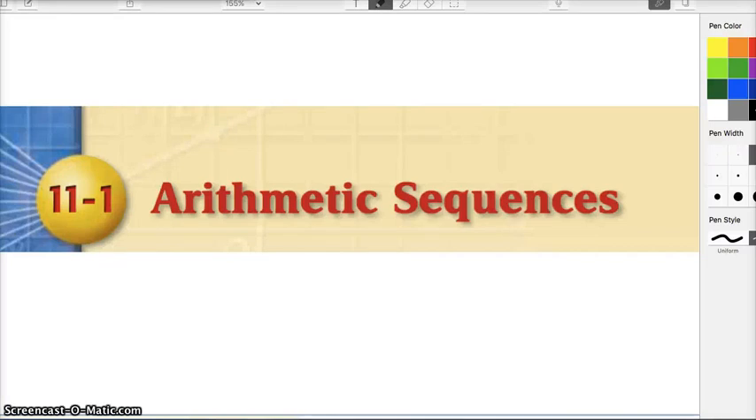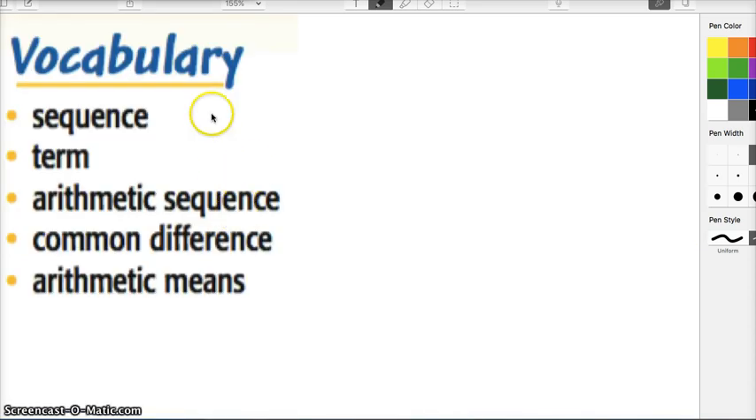Hey, Algebra 2 friends, here we are in chapter 11, and we're going to be looking at arithmetic sequences. So let's look at some vocabulary. First, we have the word sequence. What is a sequence? Well, a sequence is a list of numbers in a particular order.